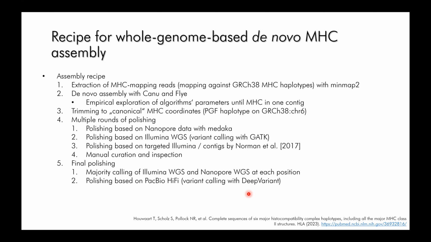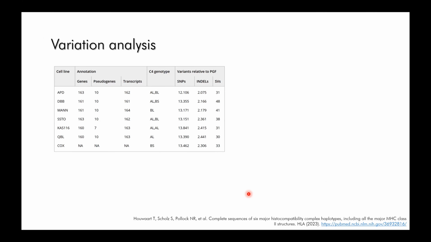So that was our assembly recipe, which enabled us to go from these four heterogeneous data sources into completely resolved haplotypes. And that was great because that confirmed the initial hypothesis that we set out to test, whether we are now in a position to assemble complete MHC haplotypes if we bring in these long-read sequencing technologies. So the answer to that is yes, it is now possible.